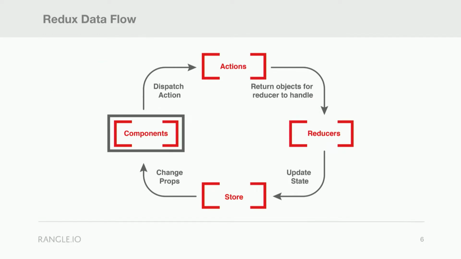So in Redux, it's a simple way that data flows in one direction. We start with our components. We dispatch an action picked up by reducers that update the state, push that to the store, and then change the props for any components that are subscribed to it.